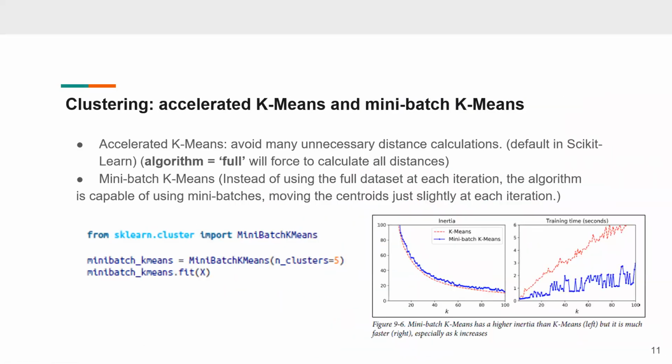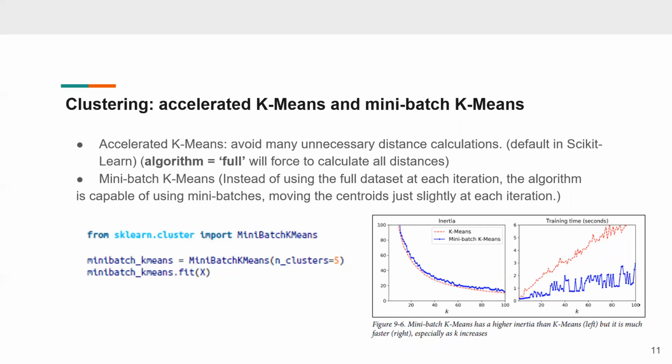So the default is you don't put anything. It's already accelerated k-means. Or you could put algorithm equal to full so that the algorithm will calculate all distances. I just don't see why you need to change that, right? So you could use the default.